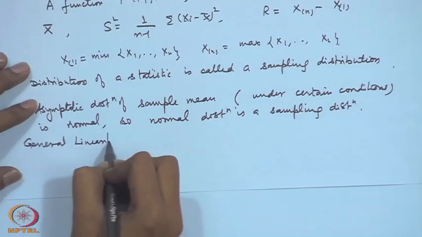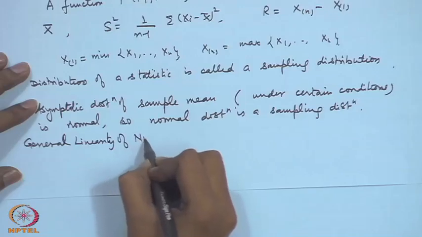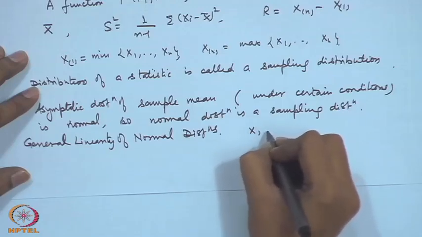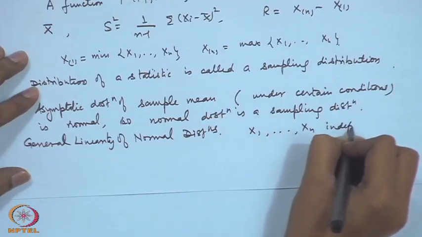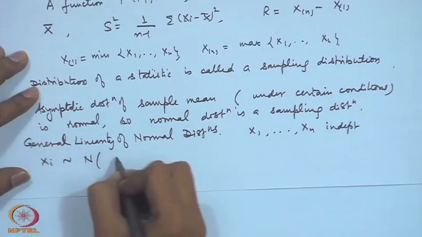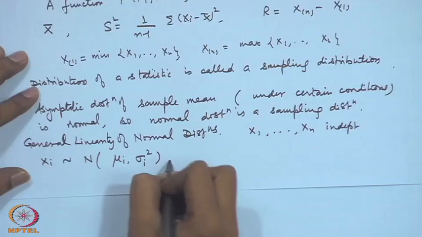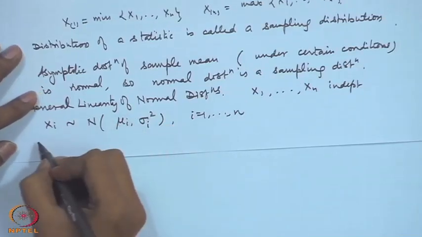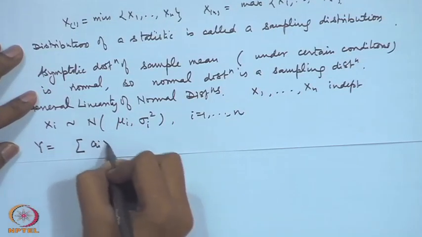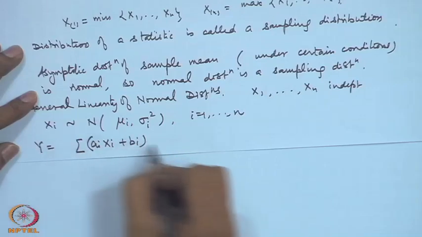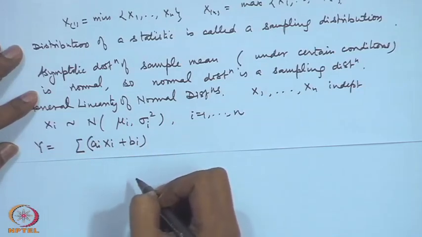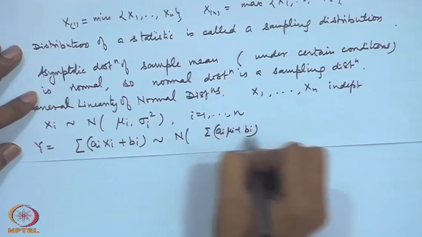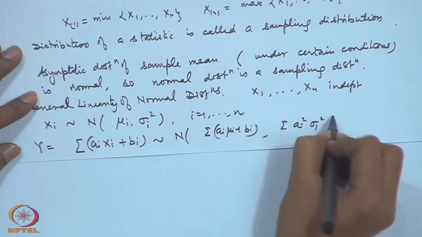General linearity of normal distributions. Let us consider x 1, x 2, x n independent, where x i follows normal mu i, sigma i square for i equal to 1 to n. Then if I consider, say, y equal to sigma a i x i plus b i, that is a general linear combination of x 1, x 2, x n, then that follows normal with mean sigma a i mu i plus b i, and variance sigma a i square sigma i square.